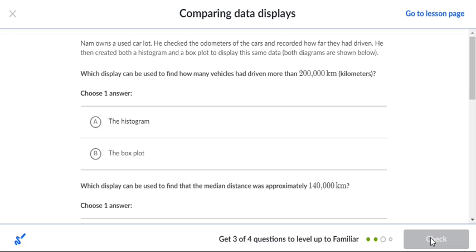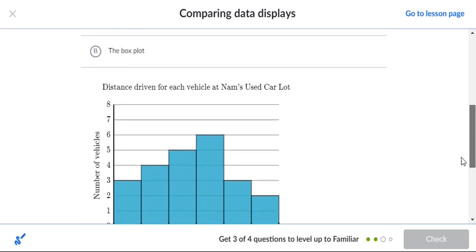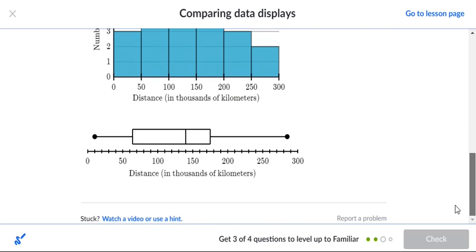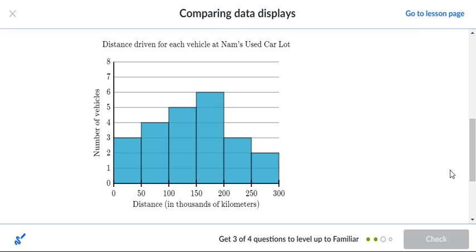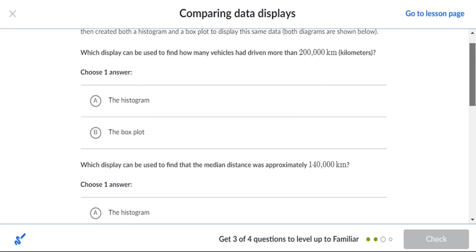Nam owned a used car lot. He checked the odometer on the cars and recorded how far they had been driven. He then created both a histogram and a box plot to display the same data. Both diagrams are shown below. Which display can be used to find how many vehicles had driven more than 200,000 miles? Well, this gives us more detail, so it would definitely be the histogram. Because here are the odometer readings, and these are the number of vehicles. We can clearly see this off of the histogram, the bar graph.